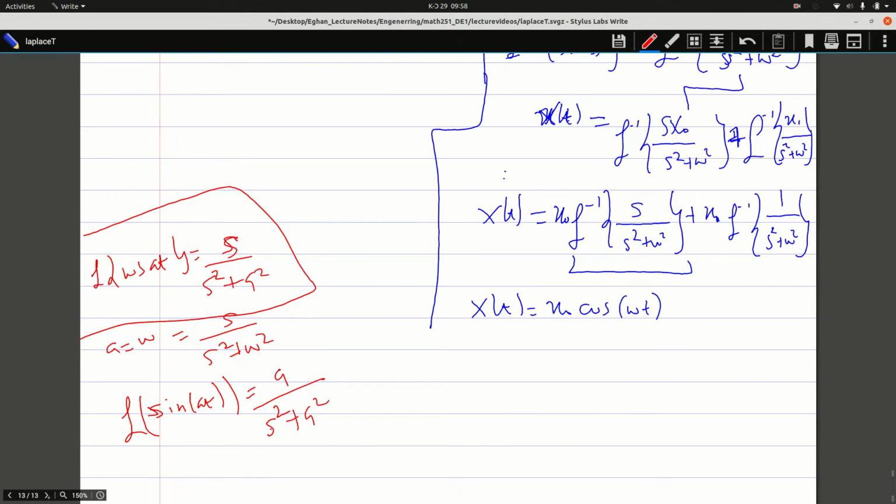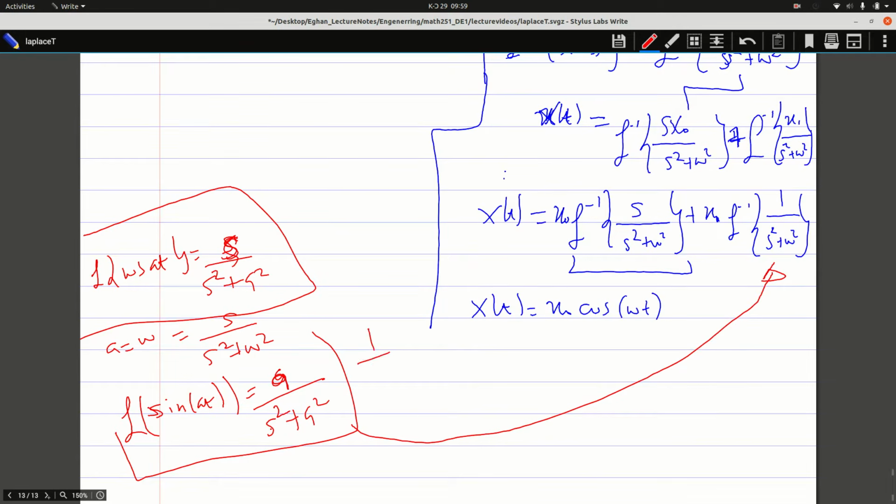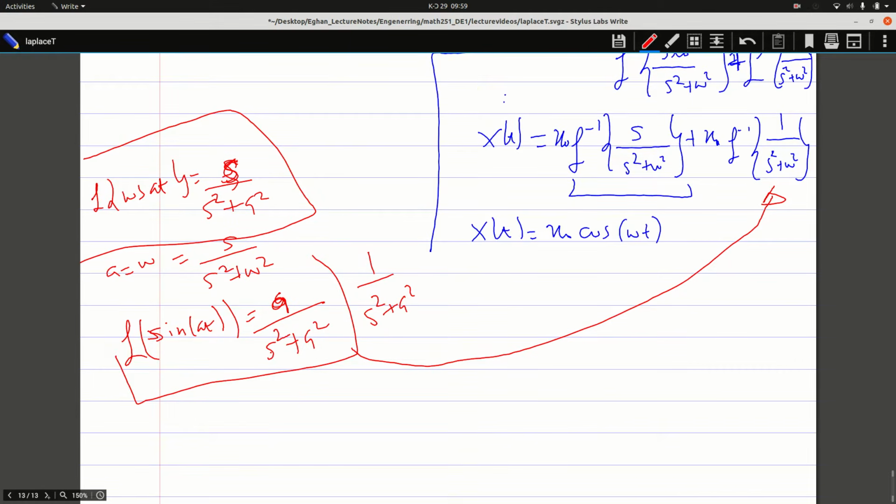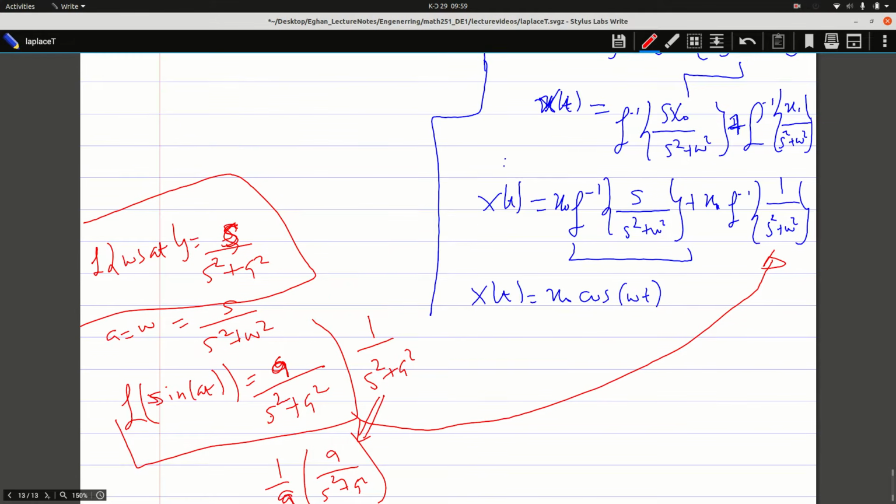Cos is the s, sine is the a. But if I want to compare this to whatever I have here, that is 1 over s squared plus a squared, the only way to get a up is to divide this by a and have it as a over s squared plus a squared. This is the same as that. 1 over s squared plus a squared is the same as 1 over a times the terms. And so I'll have this one as plus some x1 over omega.